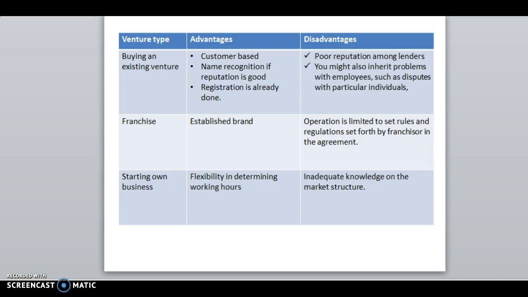Venture types. What are some of the possible advantages that I can get when I decide to buy an existing venture, franchise, or start my own business? When I decide to buy an existing venture, the advantage is that this venture is already customer based. It's something that has been established, it is present, it is existing. So the customers know this, so there's really no need of me going out looking for my customers, segmenting them. It's something that has been done already.